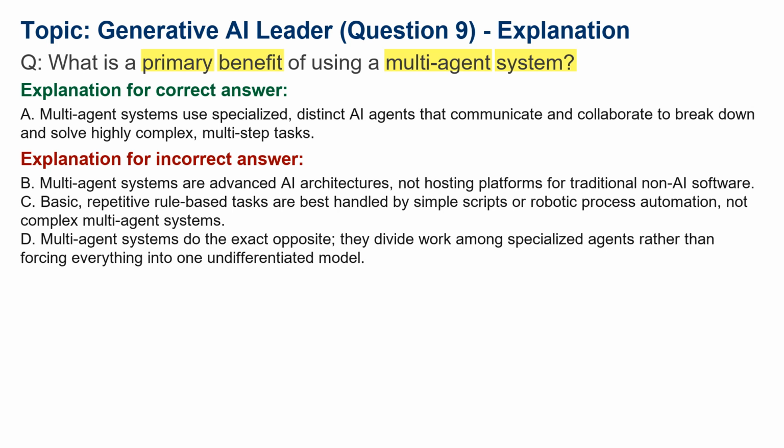B. Multi-agent systems are advanced AI architectures, not hosting platforms for traditional non-AI software. C. Basic, repetitive rule-based tasks are best handled by simple scripts or robotic process automation, not complex multi-agent systems. D. Multi-agent systems do the exact opposite, they divide work among specialized agents rather than forcing everything into one undifferentiated model.